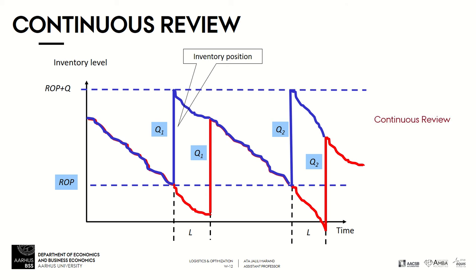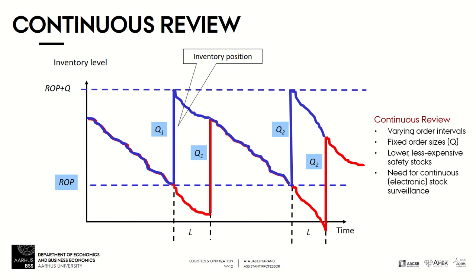It is what we call a continuous review system. And in this continuous review system, we can see that the intervals between making two orders are different for different times, and we have the same order quantities for different orders that are made. These are the features of a continuous review system.